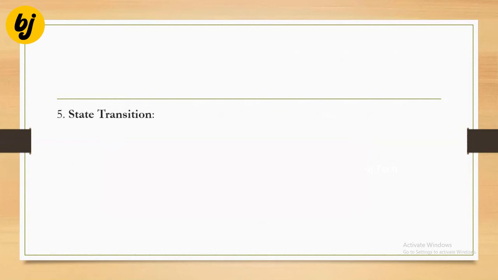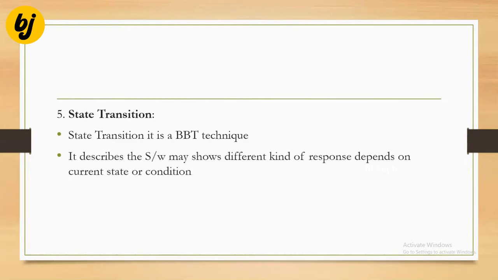Next one, state transition testing. It is also a black box testing technique. It describes that software may show a different kind of response depending on the current state or condition. Like a human, every time you are not going to be the same; based on the situation, we respond in a different way. Similarly, an application also shows a different kind of response depending on the current state or condition.